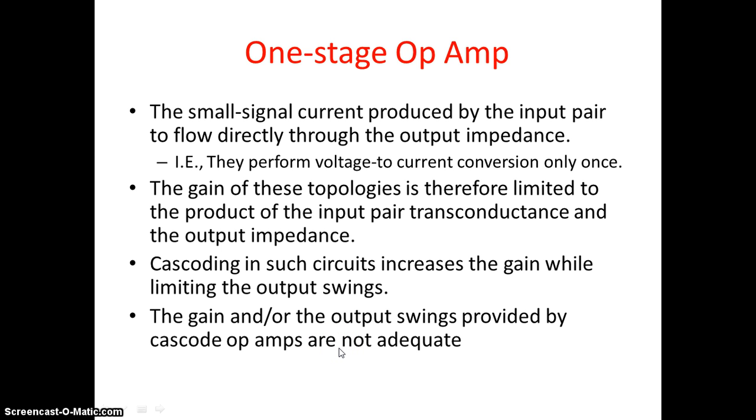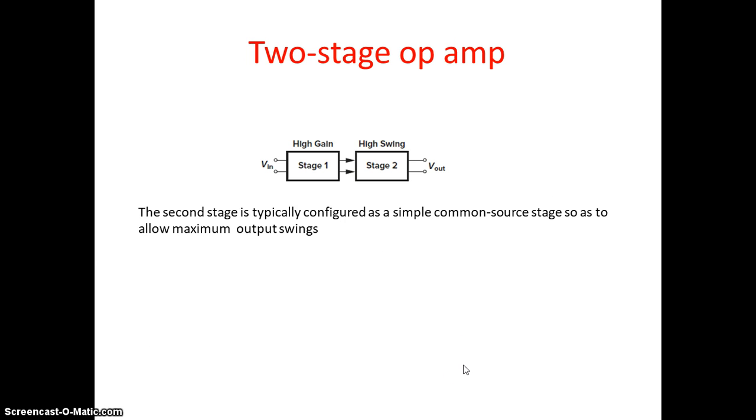In the sense, if we take any application where I want a high gain as well as a high voltage swing, that is not provided by our telescopic op-amp or a single-stage op-amp. How can we overcome those things? That can be overcome through a two-stage op-amp.